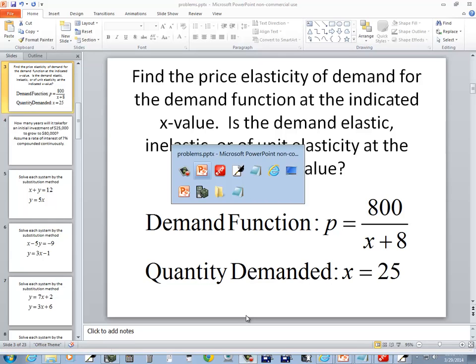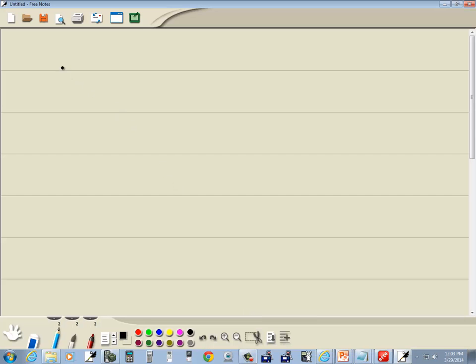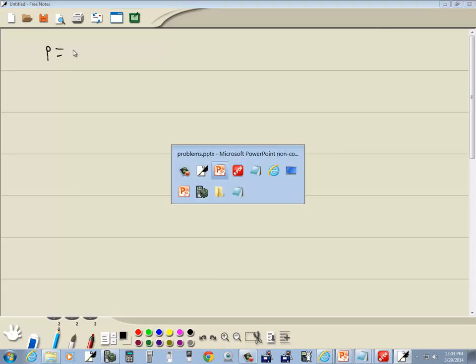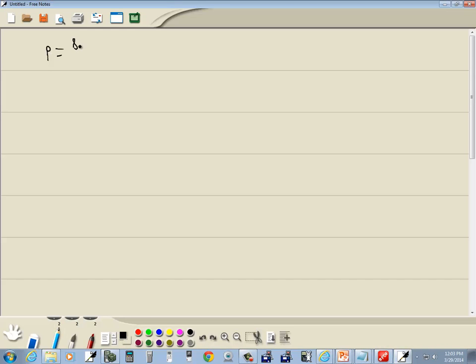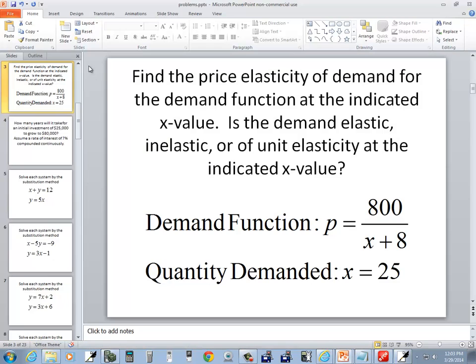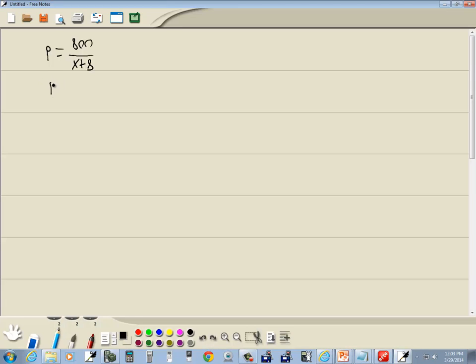Let's take a look at this problem. Working with elasticity, and P is equal to 800 over x plus 8. Now we could rewrite that as 800 times x plus 8 to the negative 1, because this is like the first power, and I could bring it up on top. I do that because I know I need P prime for my elasticity formula.